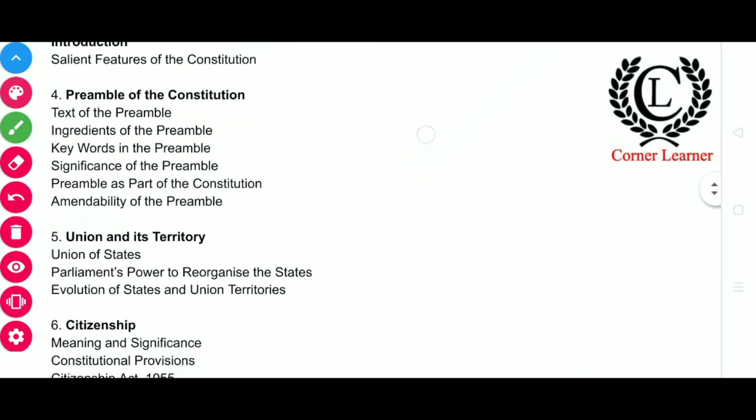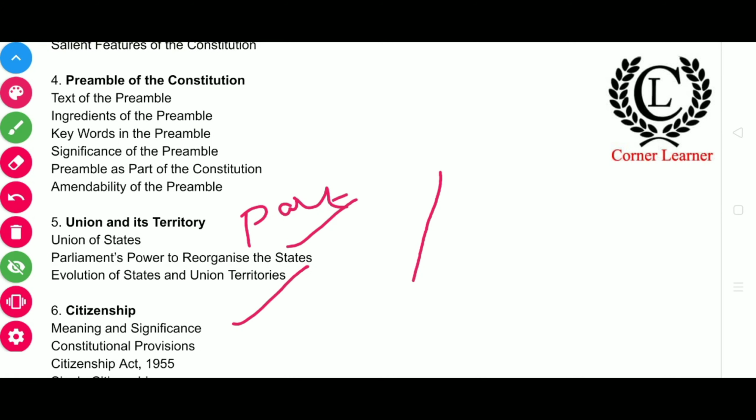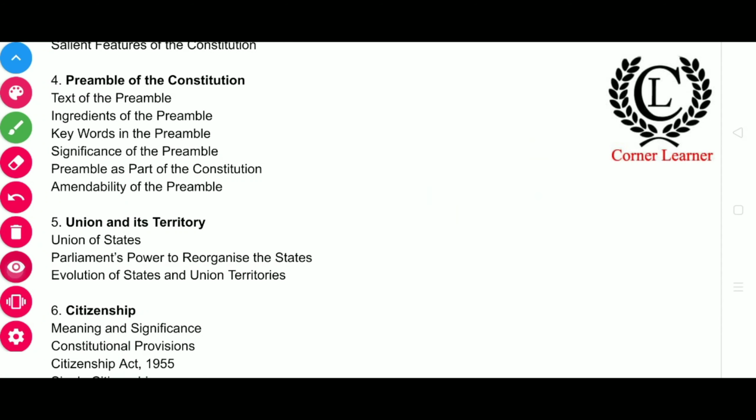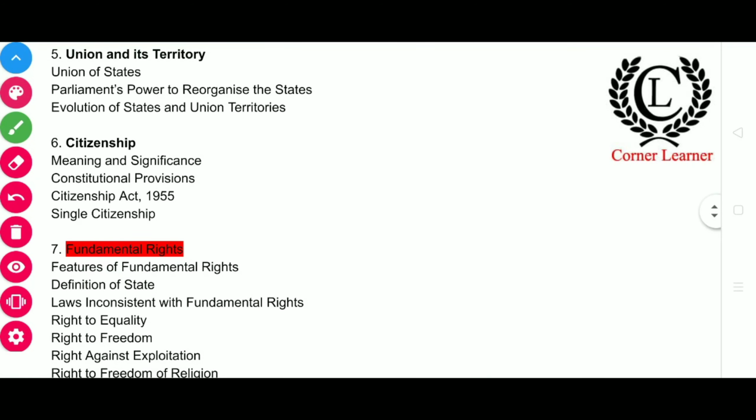Okay, followed by that chapter, the Union and its Territories. The union territories are mentioned in part 1 of the constitution and also cover articles 1 to 4. Okay, this is very important. So articles are very important. So next, citizenship.